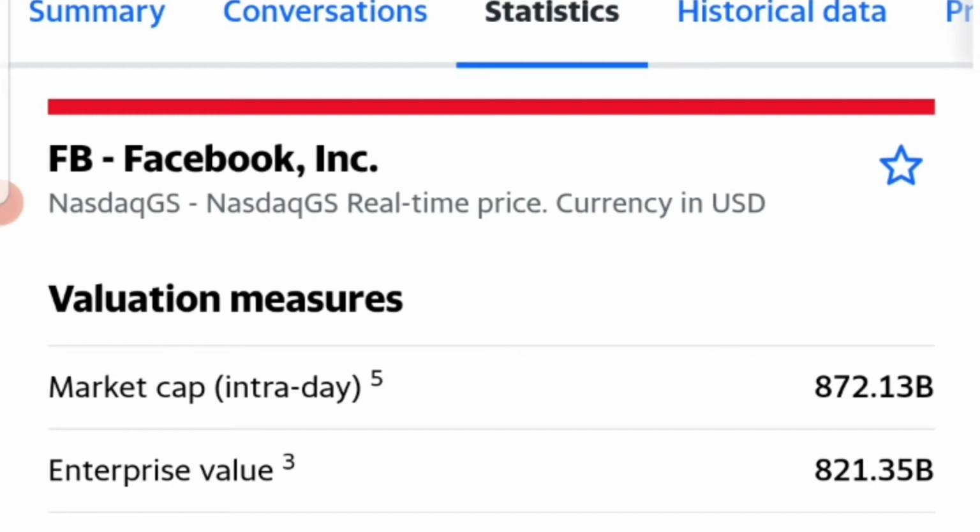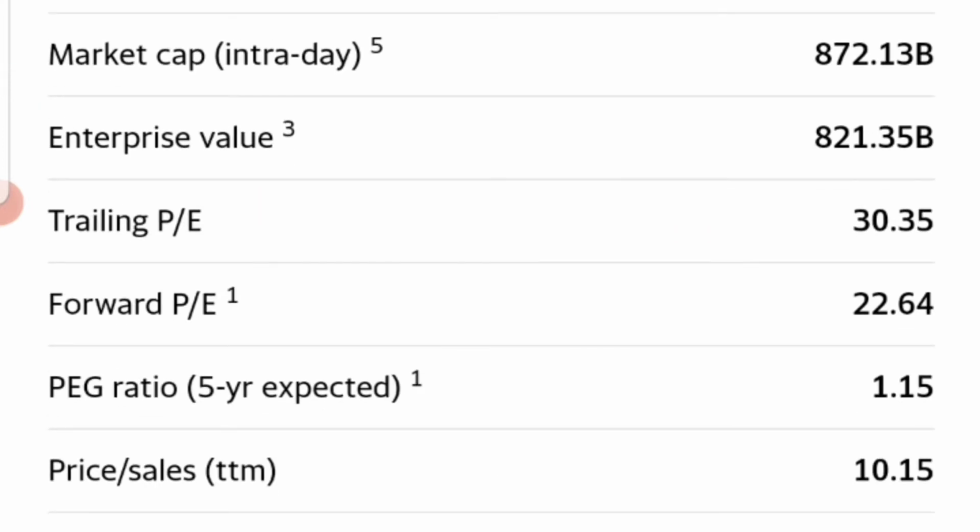Now it's a FANG stock, so it's one of the biggest growth stocks, so we understand it being a bit more overvalued at the moment, but for the moment I'm steering clear, because of the enterprise value versus market cap and the forward PE. Price to sales, again at 10, which is very high.